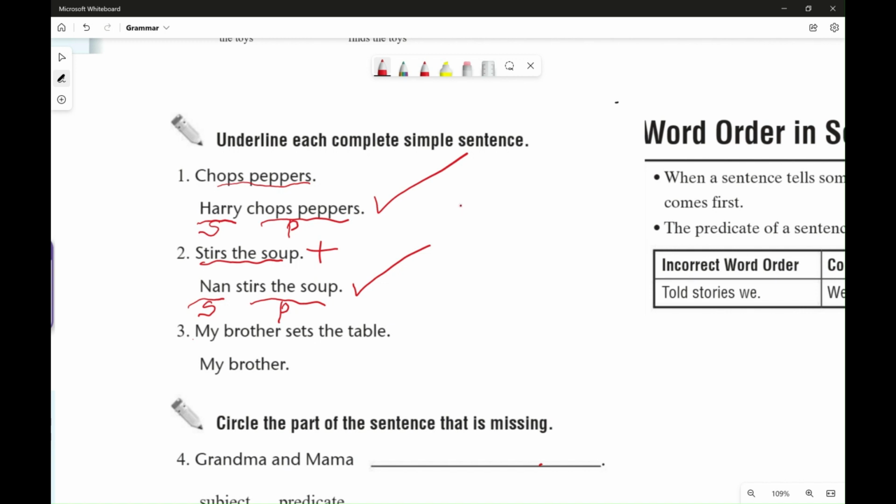My brother sets the table. My brother sets the table makes sense because what does my brother do? He sets the table. So, it's correct.